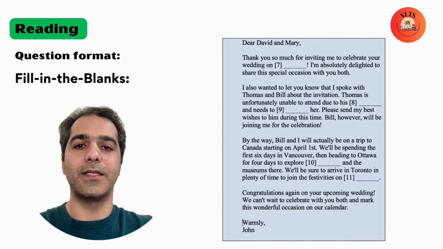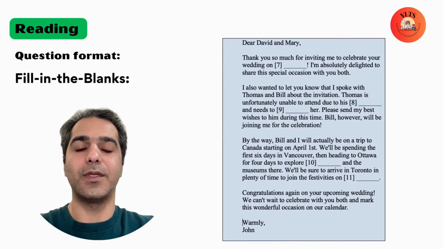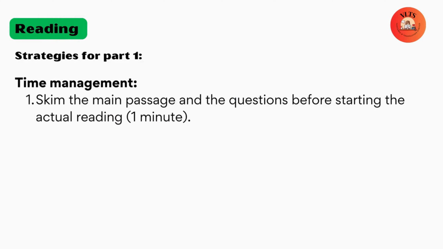As you see on the right side of this screen, you need to fill in the blanks in an email which is in response to the main email of reading part 1. So carefully read the email and choose the best option out of the drop-down menu. Skim the main passage and the questions before starting the actual reading. This should take you about 1 minute.